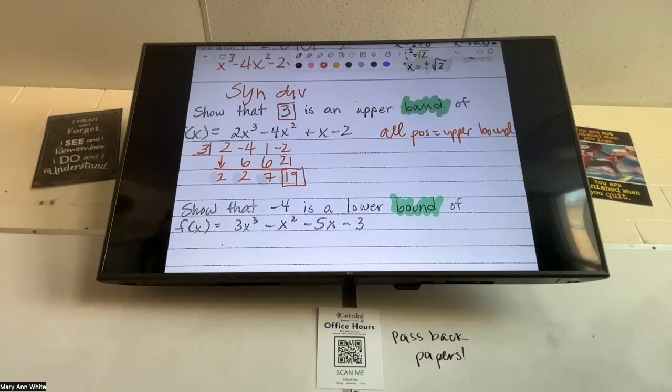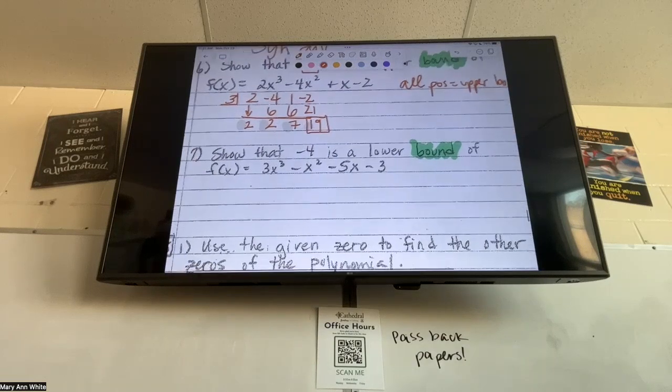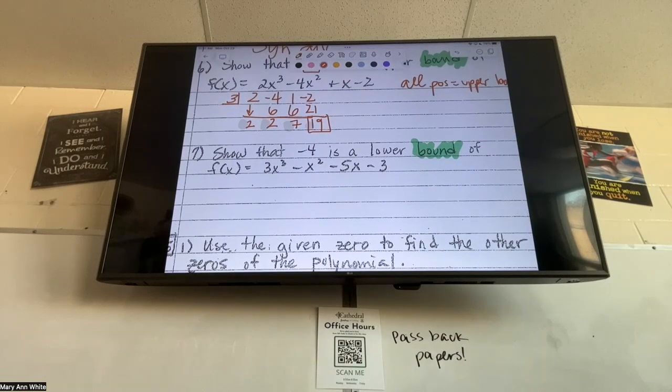The next one's a lower bound, so it's gonna be a different pattern, okay? And these problems say show that, which means that I know that it's an upper bound, I know it's a lower bound. I'm just showing you what tells me that. So the fact that those are all positive made it an upper bound. We're gonna do synthetic division again on number 7. We should see a different pattern, okay? Let's find out.